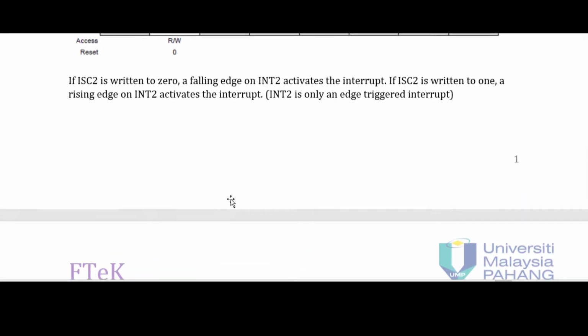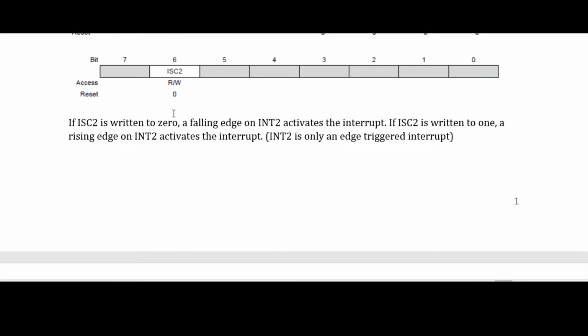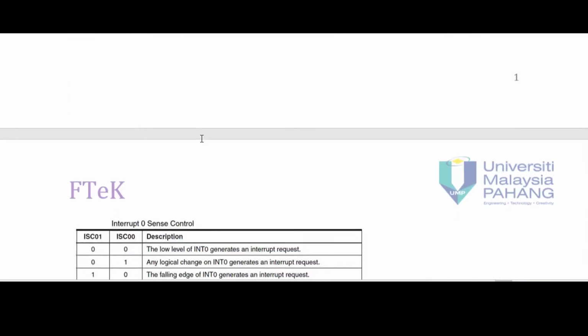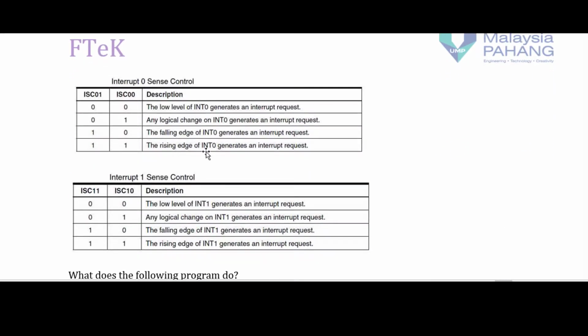For interrupt 2, I have only 2 cases. If 0 is written to ISC2, it's falling edge. If it's 1, it is rising edge. So only 2 states for interrupt 2, while for interrupt 0 and 1, we have 4 states.